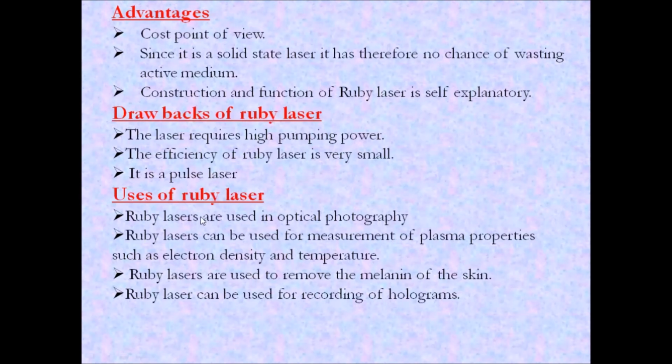And where can these ruby lasers be used? Ruby laser finds many applications, such as in optical photography. It can be used for measurement of plasma properties such as electron density and temperature. Ruby lasers are used to remove the melanin of the skin. Ruby laser can be used for recording of holograms and so on.